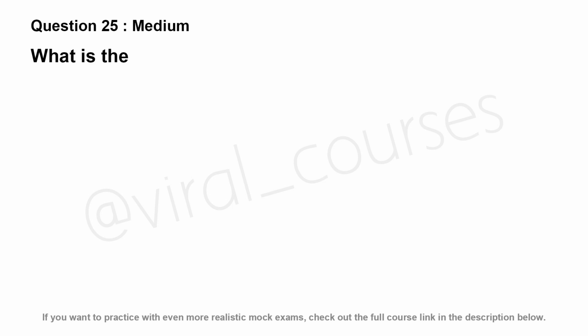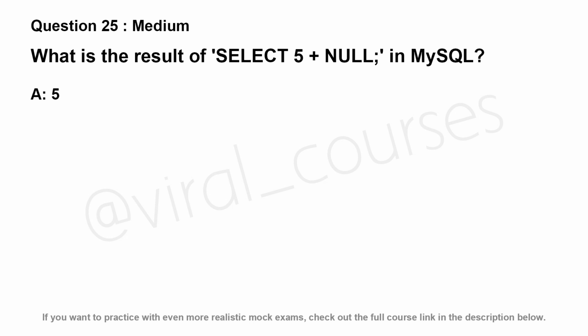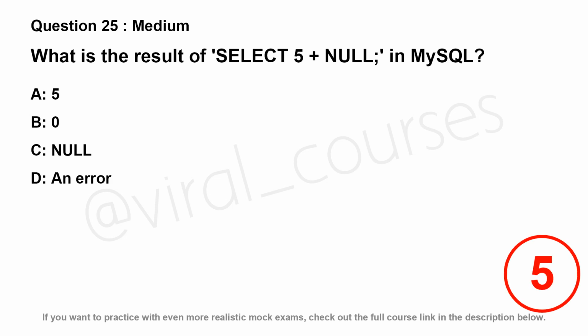What is the result of SELECT 5 + NULL in MySQL? Option A, 5. Option B, 0. Option C, NULL. Option D, an error.